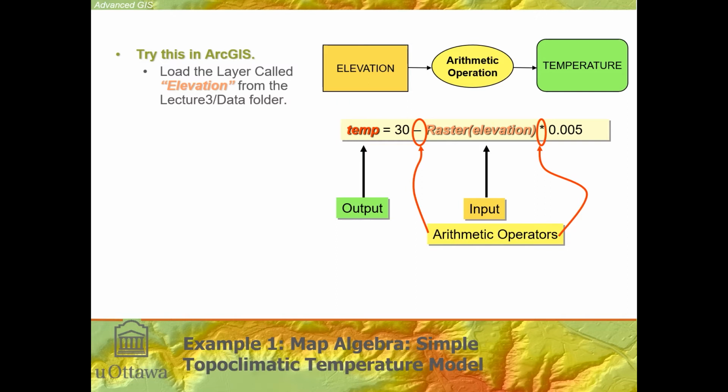So our general equation is this: 30 minus raster elevation times 0.005. So we have a minus here and a multiplier. So we have two arithmetic operators. An input layer, which is elevation. And that should be in meters. So if it's not, that has to be converted prior to that. Cartographically, we have elevation, an arithmetic operation to get to temperature. What that arithmetic operation will be depends on the system. Can the system handle more than one? Usually not. So this will be one tuple, one arithmetic operation for minus, one for multiply.